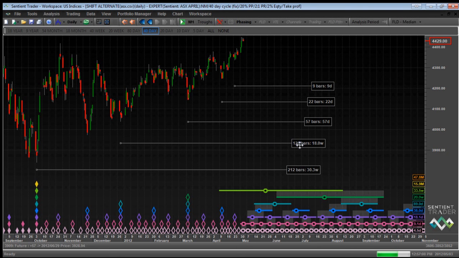Nathan says, how can I add the day counter like on your screen? Okay, how can you add counts like the bar counts that I have there? It's very simple. You right click in Sentient Trader, and it'll say there, count bars from bar number 3726. There we go, and there's your bar count.